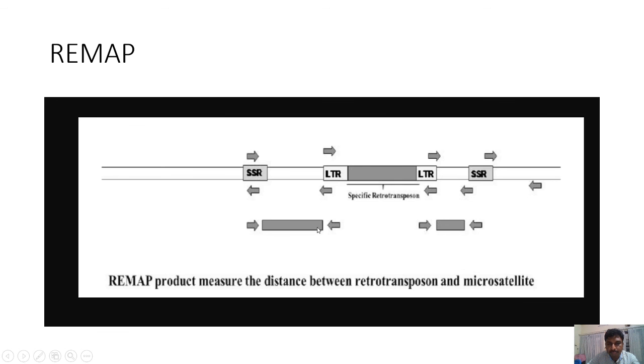So this is the product of the PCR, and here also you can see a satellite region. If one primer recognizes this LTR and another recognizes the SSR region, this region will get amplified. So here also you will get a product. So finally, a REMAP pattern can be different from the REMAP pattern of another individual.